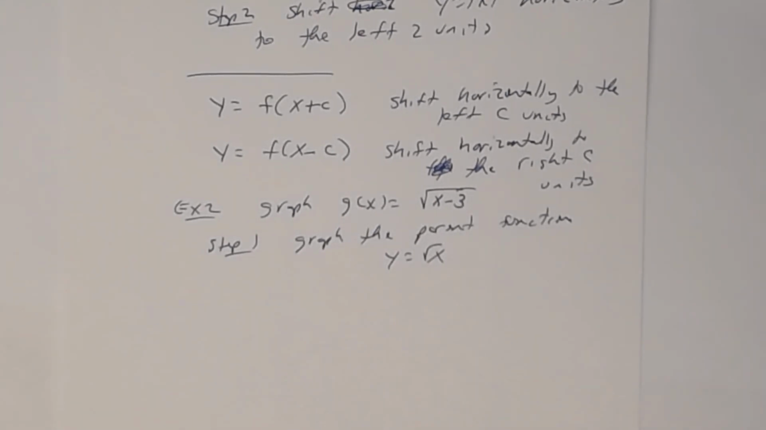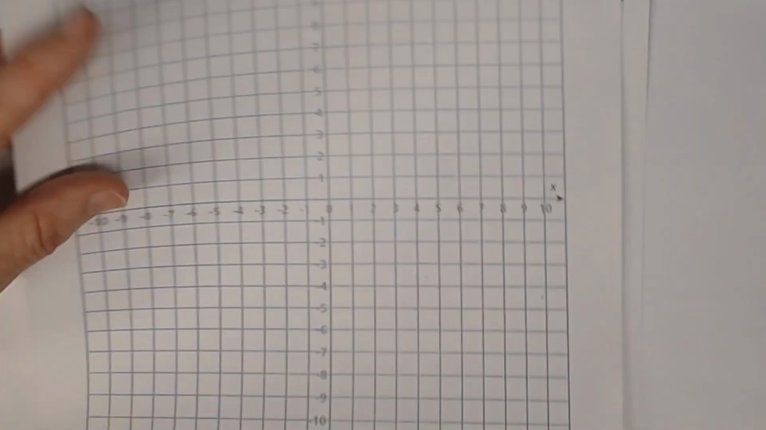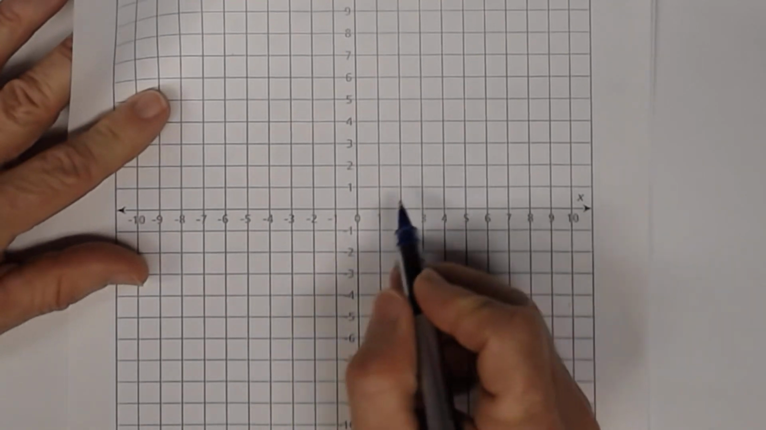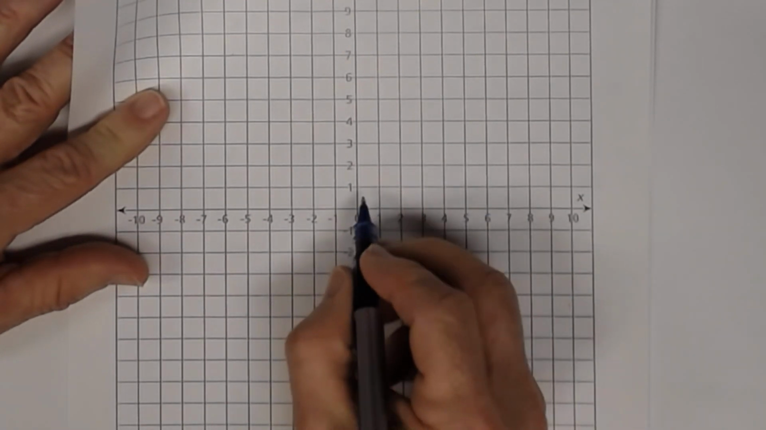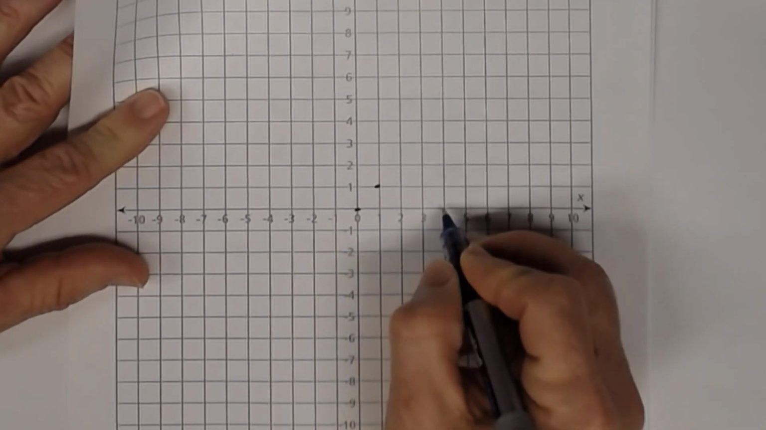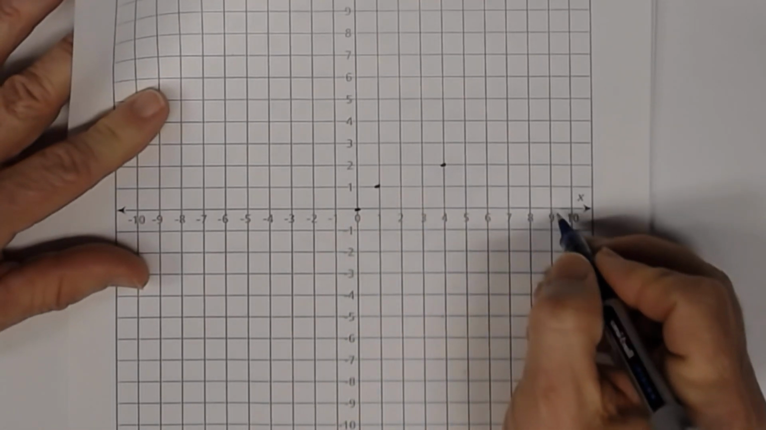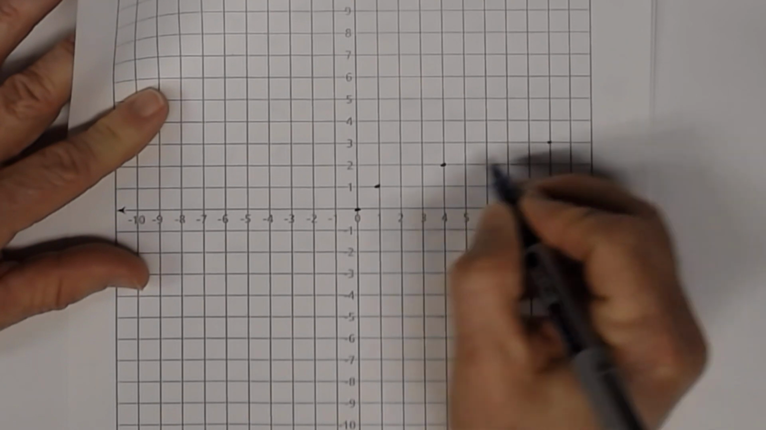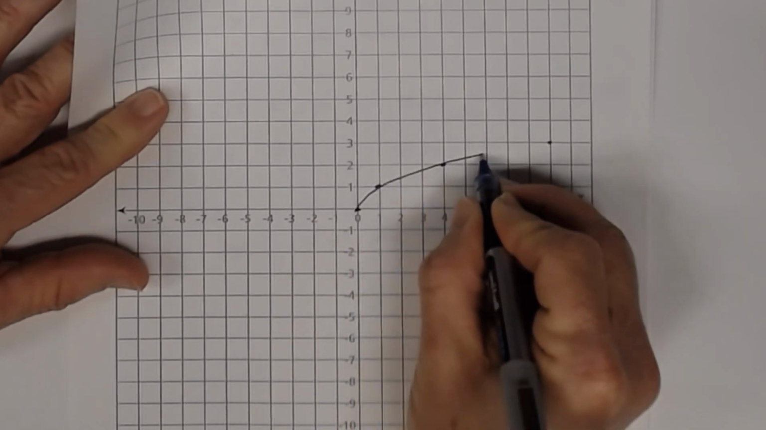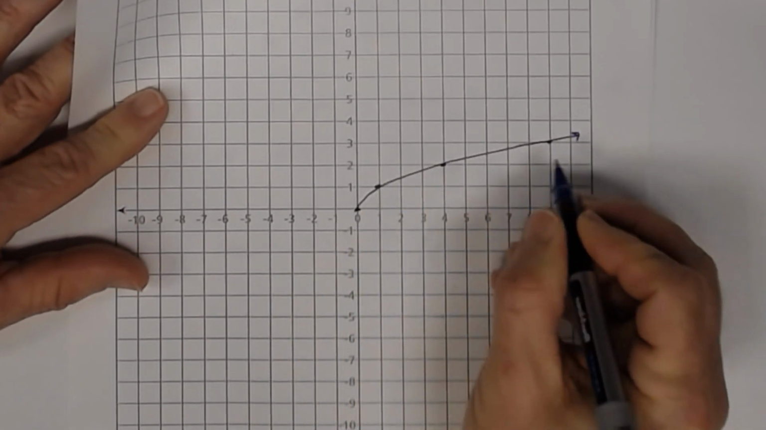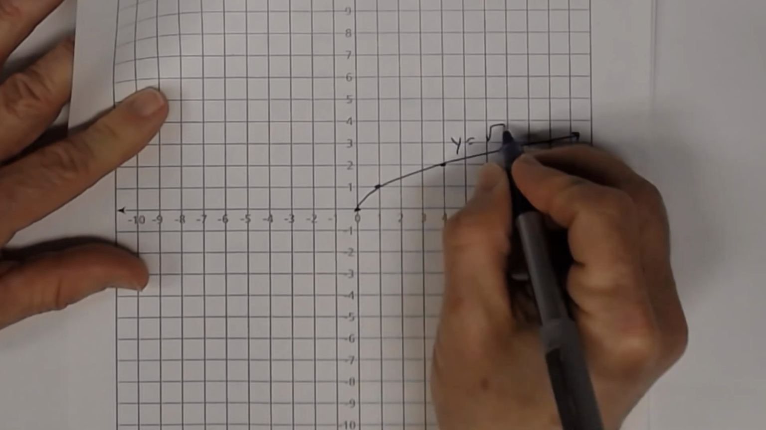Remember your parent function, the square root. So 0, 0, 1, 1, 4, 2. The square root of 4 is 2. And the square root of 9 is 3. So remember, that's your parent function. Don't forget the arrow: y equal square root of x.